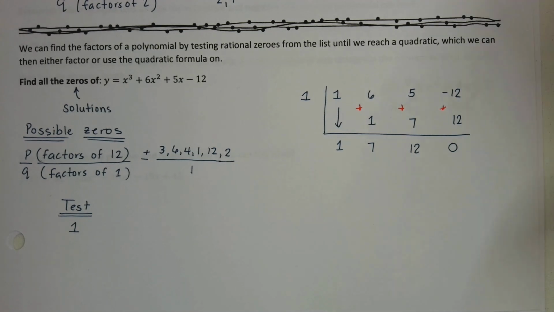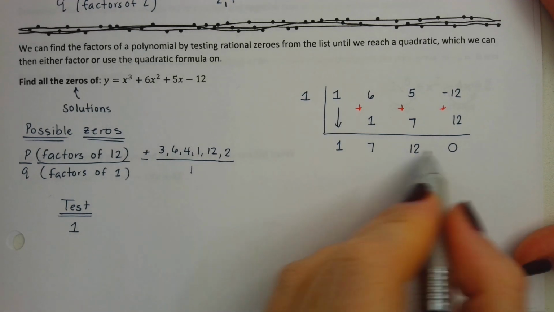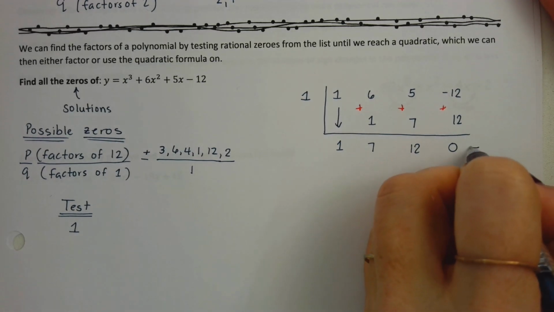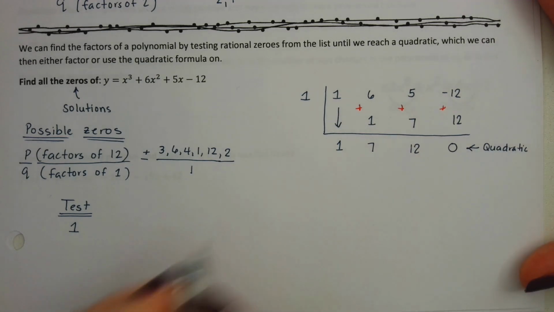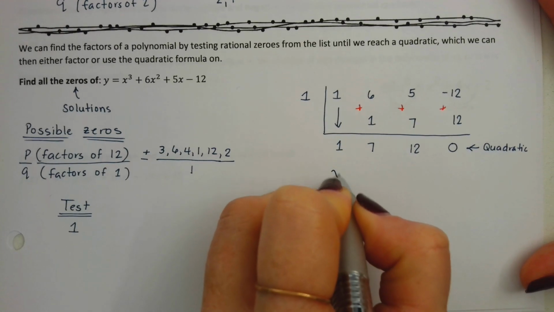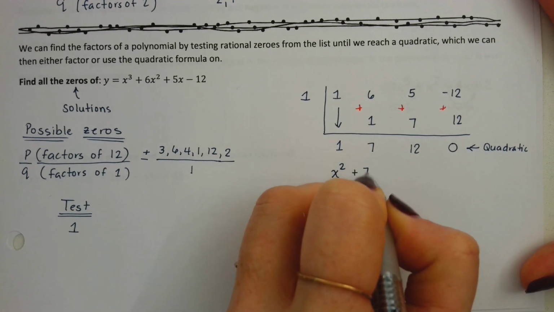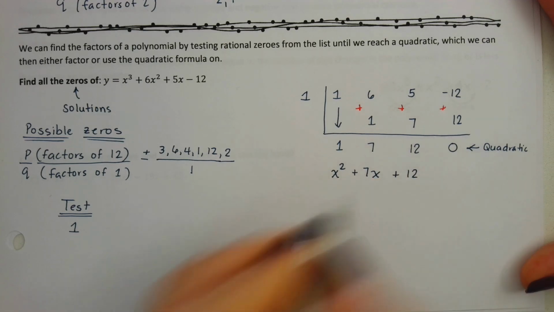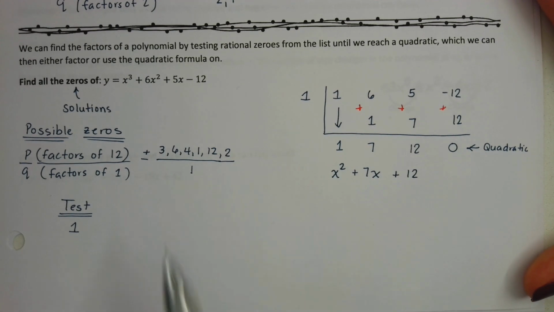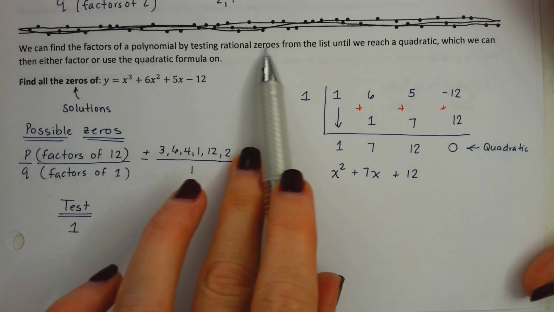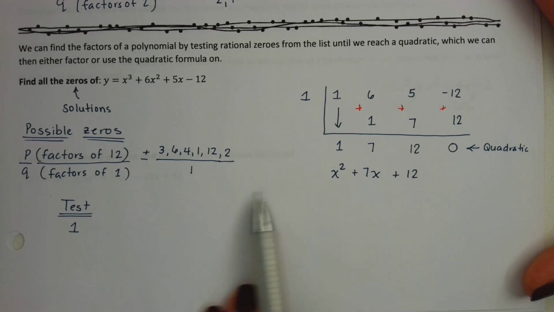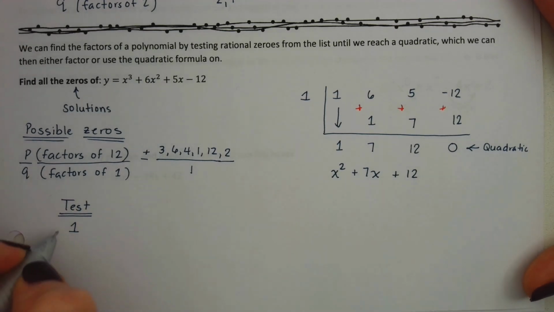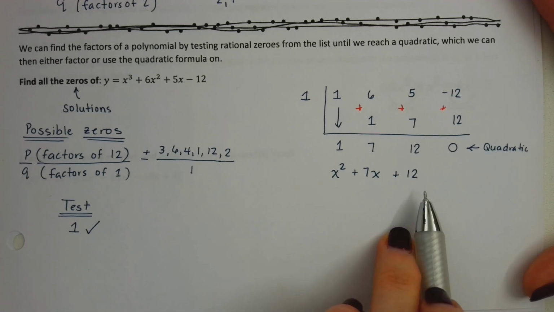Yes, it was. Okay. So these numbers now, since we started with a cubic, these numbers now should represent the coefficients of a quadratic. Okay. So this would be 1x squared plus 7x plus 12. Okay. So remember what the direction says. We want to find factors or find solutions of the list until we reach a quadratic. So we don't have to do any more checking like what we just did. We found one, it worked, hallelujah. We can now just solve this quadratic normal style.